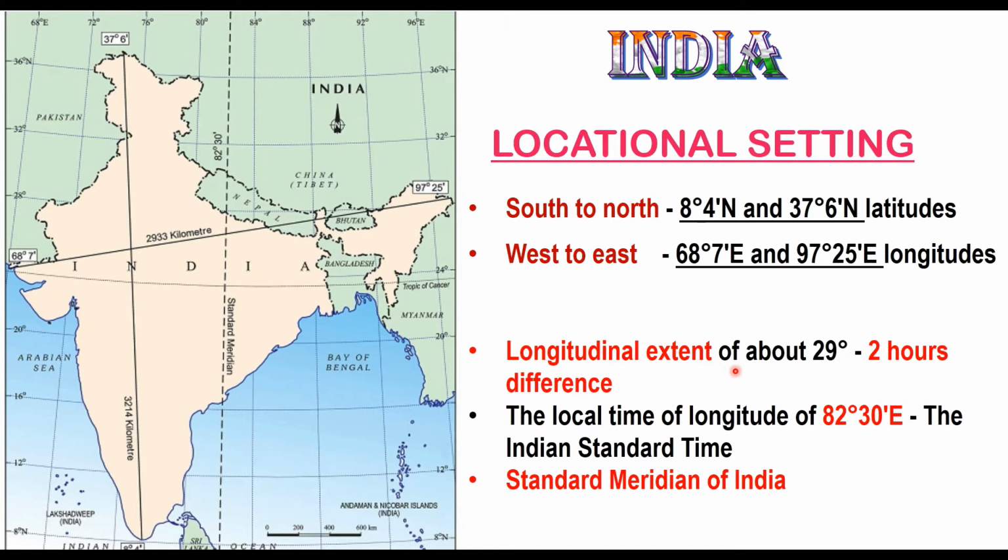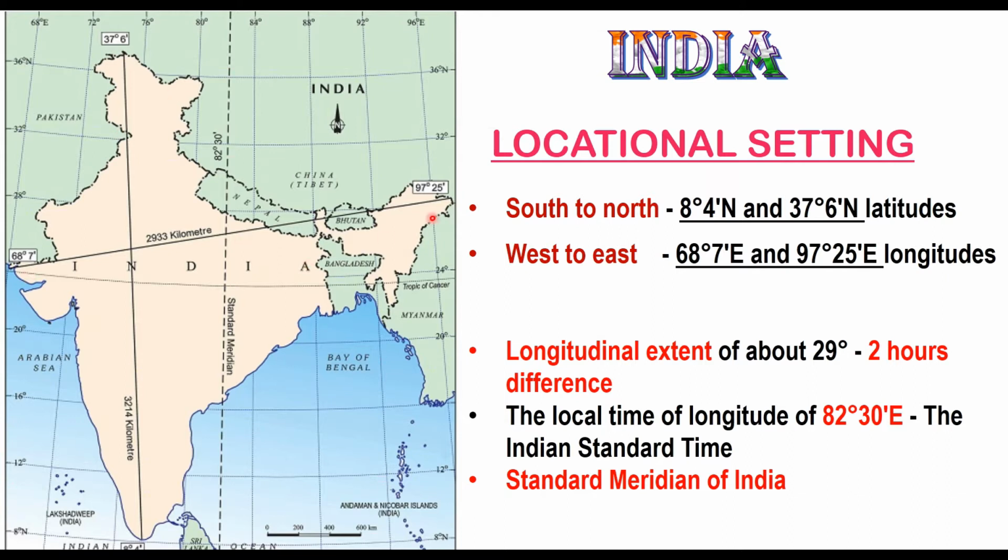We have learned that the local time changes by 4 minutes in 1 degree. That is, to rotate 1 degree, Earth takes 4 minutes. So to rotate 29 degree, Earth takes around 2 hours. That is 29 multiplied by 4, you get 2 hours. So there's a 2 hours difference in the local time of Arunachal Pradesh in the east and Gujarat in the west. That means sunrise in Arunachal Pradesh is earlier than that in Gujarat.